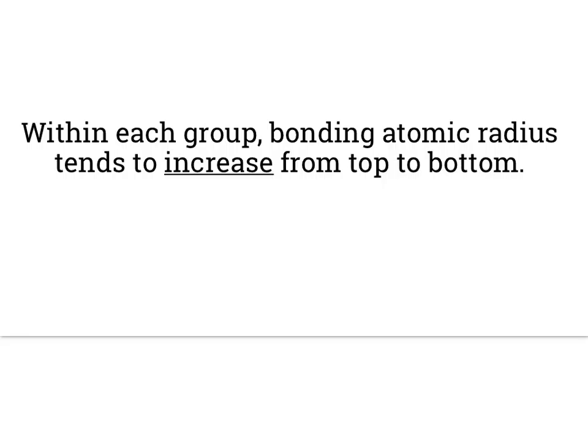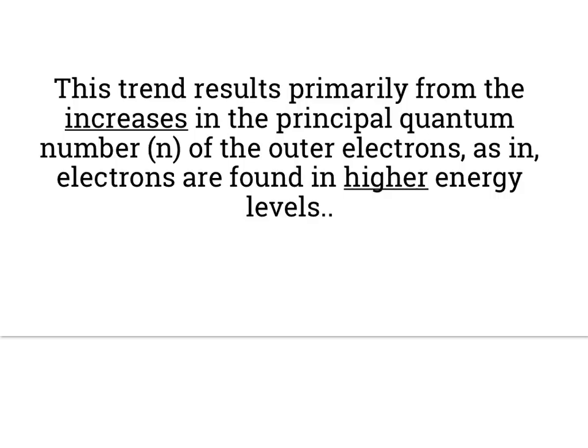So within each group, our bonding atomic radius tends to increase from top to bottom. So as we're going down the periodic table, it gets bigger. So it's kind of like basically that, if those are representing the radius. This trend results primarily from the increases in the principal quantum number of the outer energy levels, as in they're found in higher and higher energy levels. So our clouds are, this to this to this. Like, they're just found higher out. They're in higher energy levels. That just means they're bigger. They're farther away.